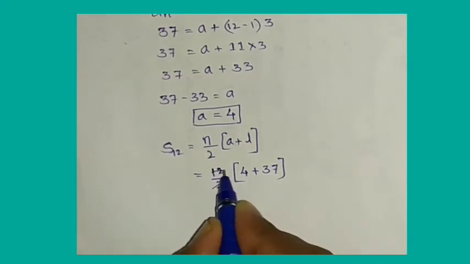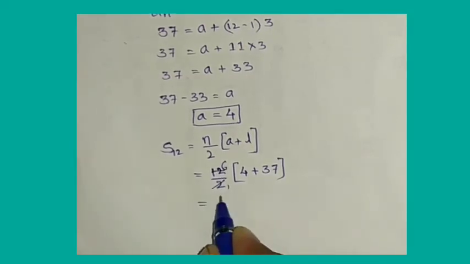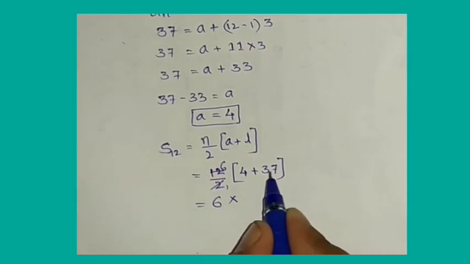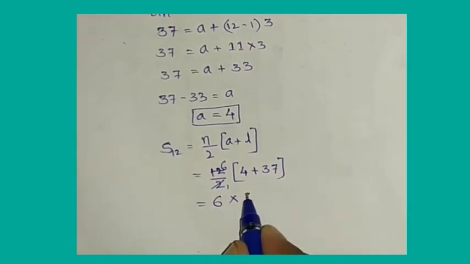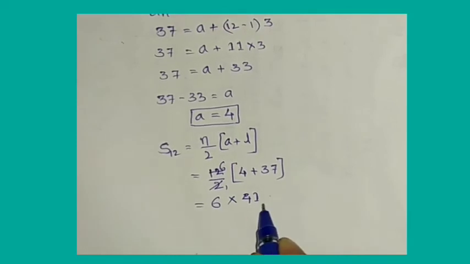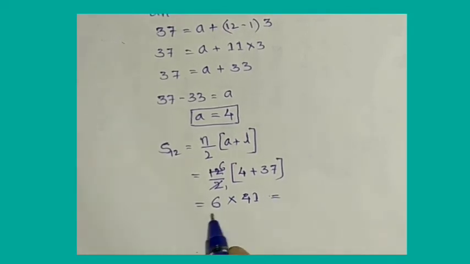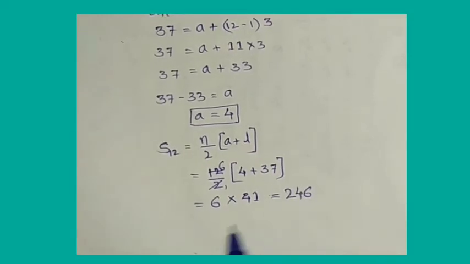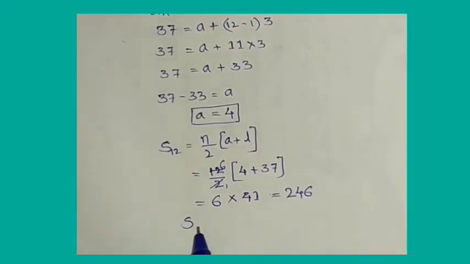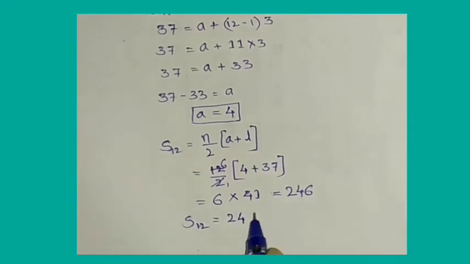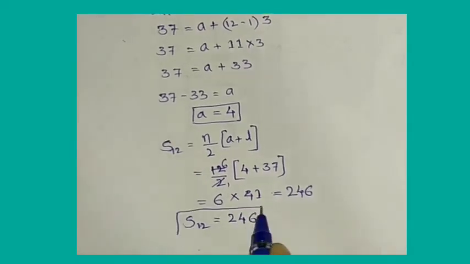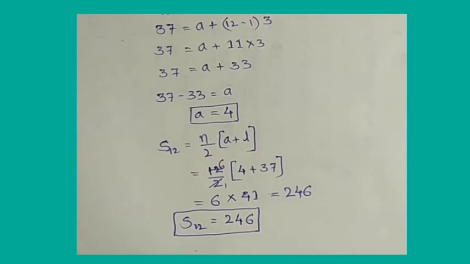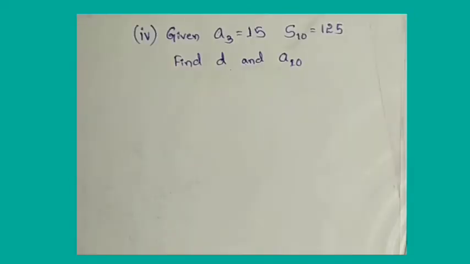So 2 ones are 2, 6 twos are 12, so it will be 6 into (4 plus 37), that is 41. So now do the multiplication. 6 ones are 6, 6 fours are 24. So our S12 equal to 246. This is our answer.